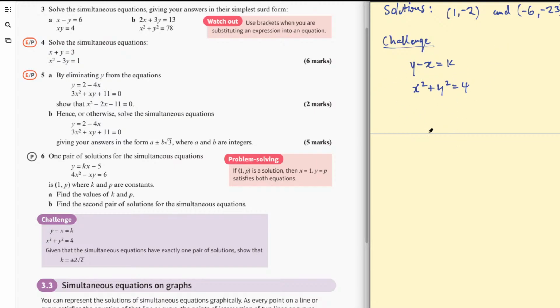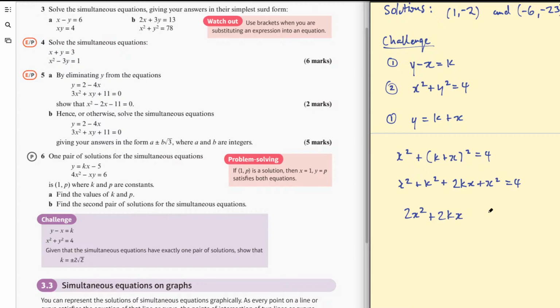Right. So the first thing I would say is taking equation 1, y equals k plus x, and then substituting it into the second equation, we have x squared plus (k plus x) all squared equal to 4, and then x squared plus k squared plus 2xk, actually I should write that as 2kx plus x squared is equal to 4, and then 2x squared plus 2kx plus k squared take 4 is equal to 0.